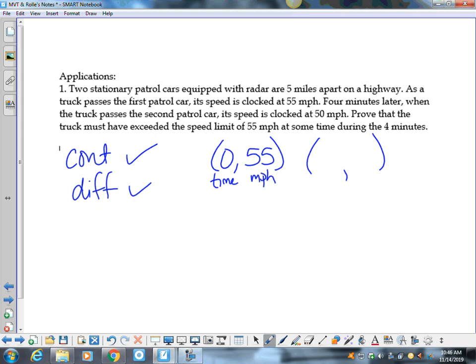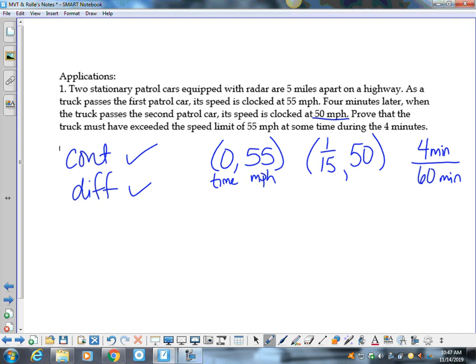So now let's talk about the next point. At the next patrol car, how much time had passed? 4 minutes. Okay, well, I can't put a 4 there because my speed is in miles per hour. I can't put minutes in the same problem with miles per hour. So I have to have my minutes in terms of hours. Well, 4 minutes out of 60 minutes, that's 1/15 of an hour. So 1/15 of an hour later, he was clocked at 50 miles per hour.